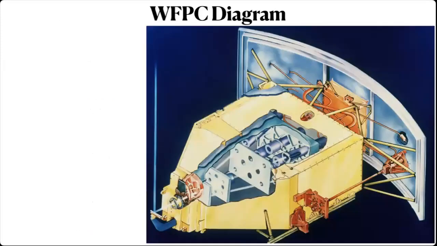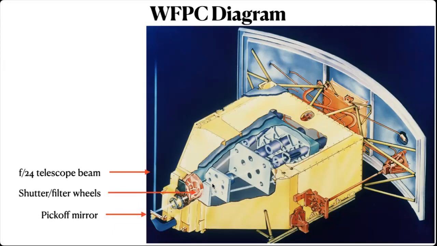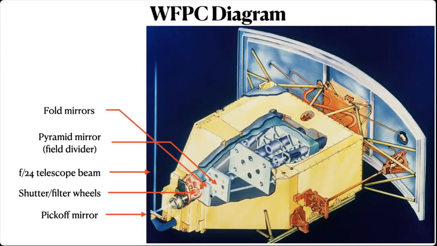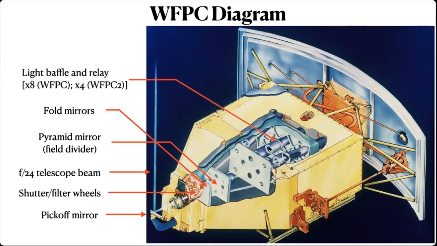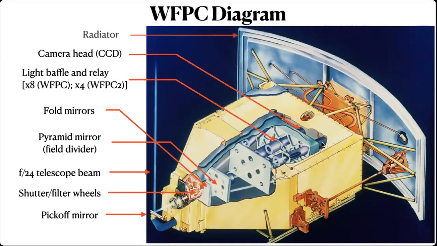Now, let me show you how this is all implemented in hardware. I'm just going to go through the same sequence. Here's the light coming from the telescope. It hits the pickoff mirror, goes through the shutter and filter wheels to this point, which is the pyramid mirror. Unfortunately, it doesn't show up very well. That's where the field is divided into 4 parts. It reflects off the pyramid mirror up to these fold mirrors, then back through holes in this bulkhead. You can barely see these 4 beams. They go into these light baffles, into the relays, back here to the camera heads. And then there's a radiator to cool the CCDs, which keeps the noise down.